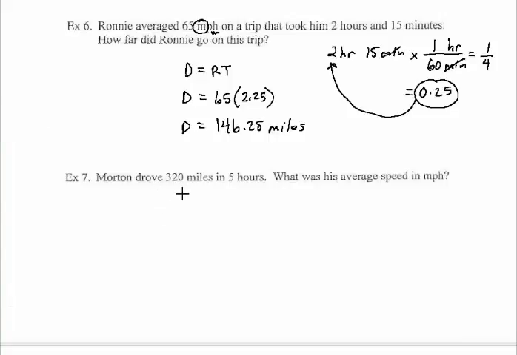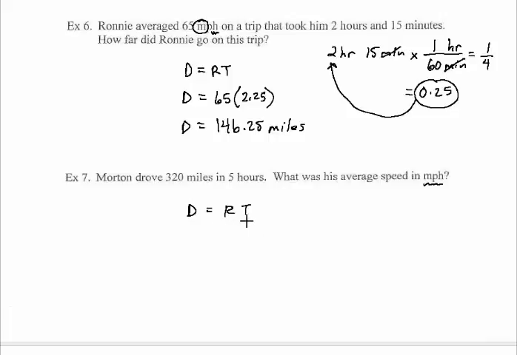Okay, 7. It says Morton drove 320 miles in 5 hours. What was his average speed? So the question is, what is the speed? And so speed is a rate. That is our missing information.